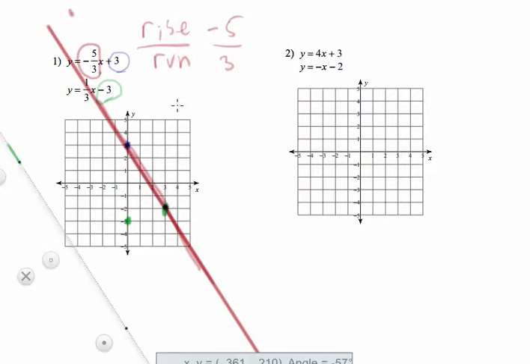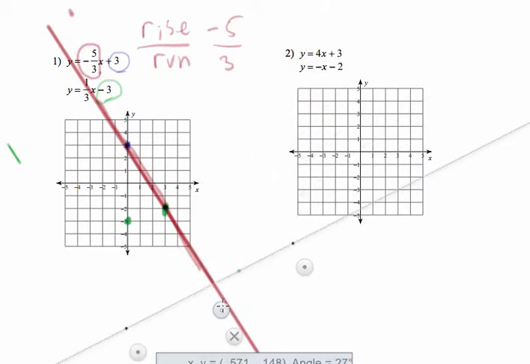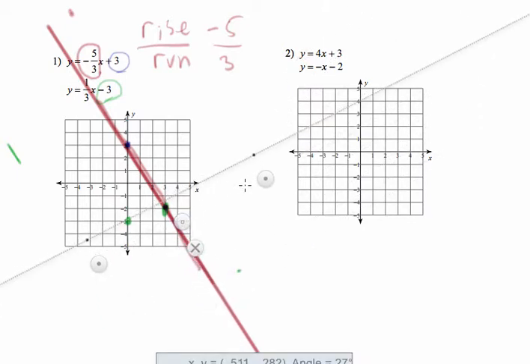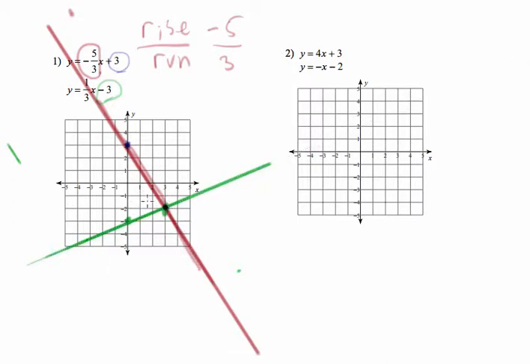And now I'm going to make my line with my ruler tool. Dots. There we go, and now I'm going to draw my line. Okay, so I'm done now. My solution is right here where the lines cross, at the point 3, negative 2. 3, negative 2 is my solution.